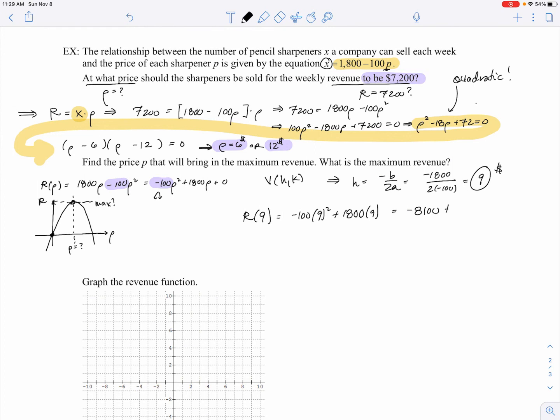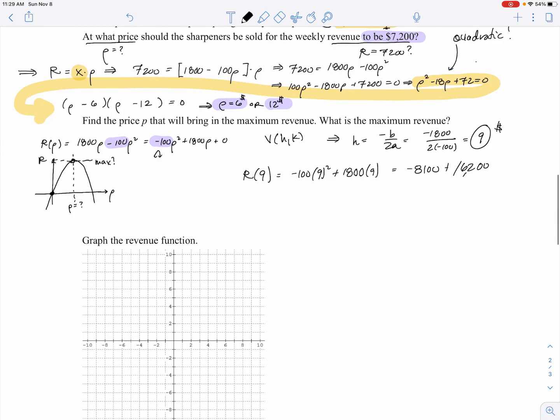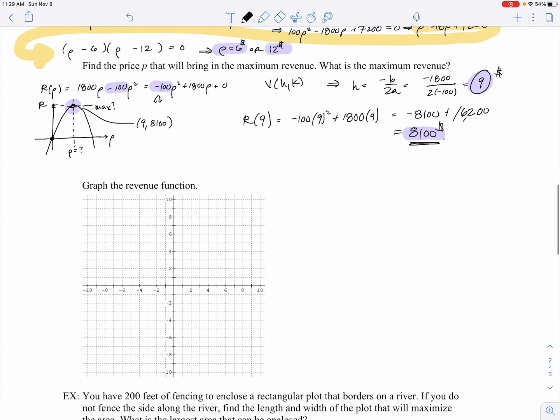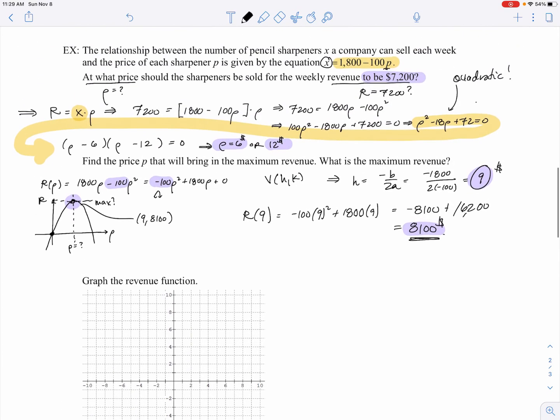Oh, come on. 162.00. And that will be $8,100. So, if we price the pencil sharpeners at $9 each, we'll get the maximum revenue of $8,100 per week. And that is that ordered pair, 9, 8,100. And then it says graph the revenue function.